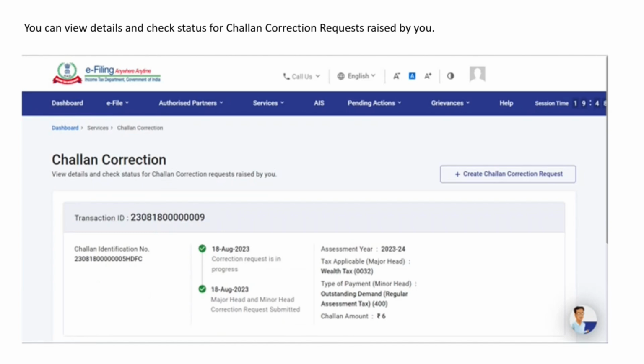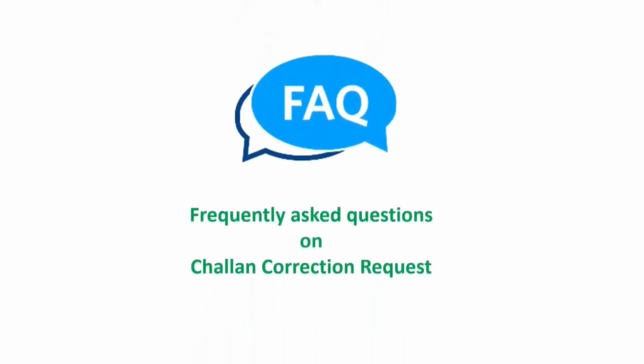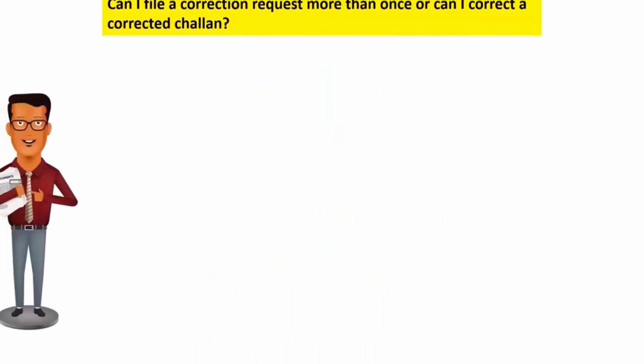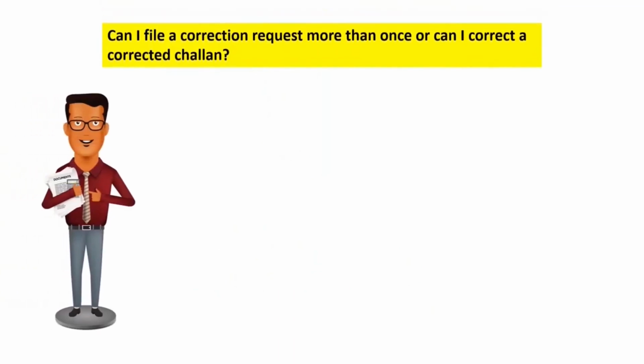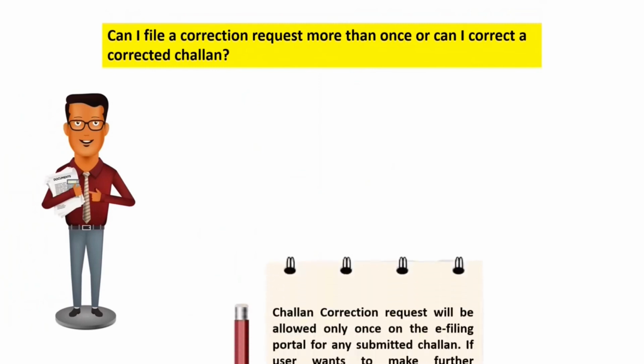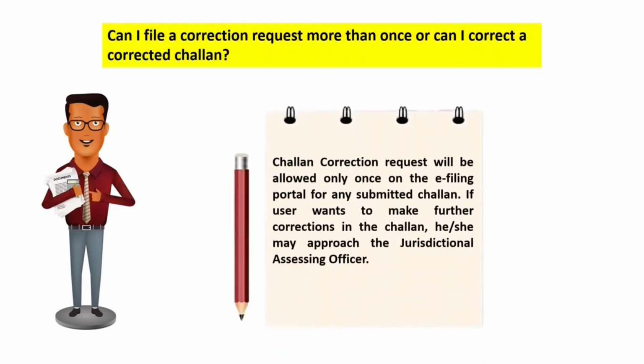It is also very important to answer some of the frequently asked questions on challan correction. The first question can be that can I file a challan correction request more than once, or can I correct a corrected challan? Please note that the challan correction request will be allowed only once on the e-filing portal for any submitted challan. If you wish to make any further corrections in the challan, you are requested to approach the jurisdictional assessing officer.